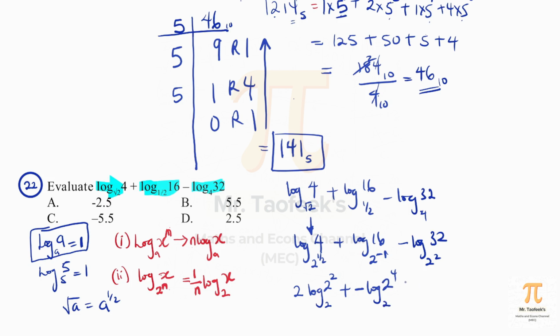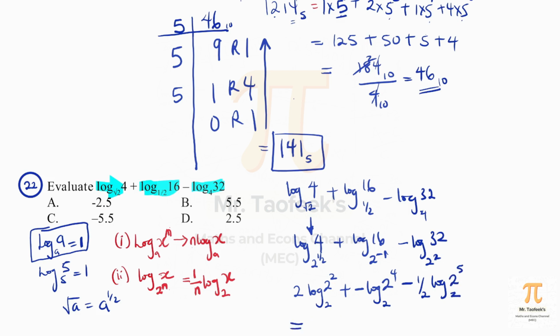And then minus, and then there's going to be a half, and then we're going to have log 32. I can write 32 as what? As 2 to the power of 5, right? So 32 as 2 to the power of 5 gives us 2 to the power of 5, and then we have our base 2.